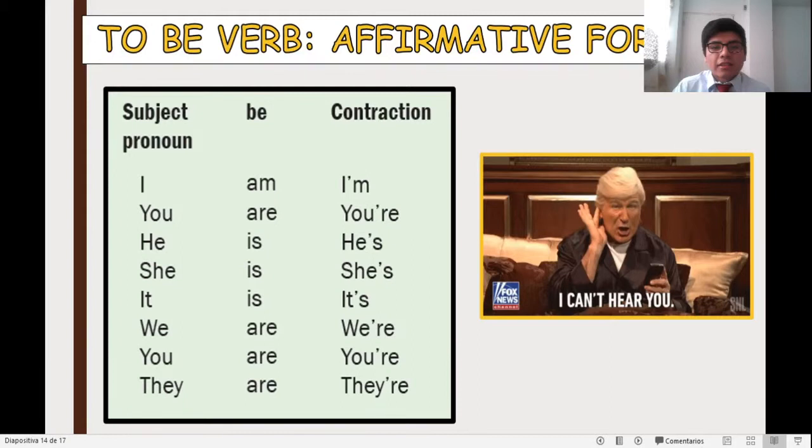That's easy. So easy. You say, I am not. You are not. He is not. She is not. It is not. We are not. You are not. They are not. Okay? Easy. So easy peasy. So you need to repeat. Okay? Let's repeat because we need to focus on the pronunciation. Repeat after me.